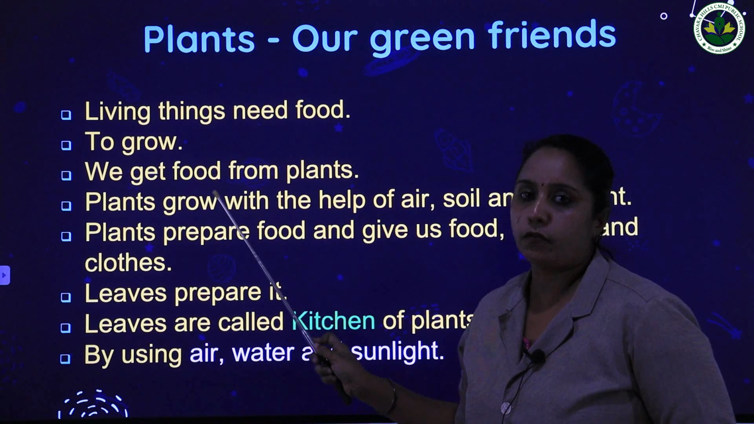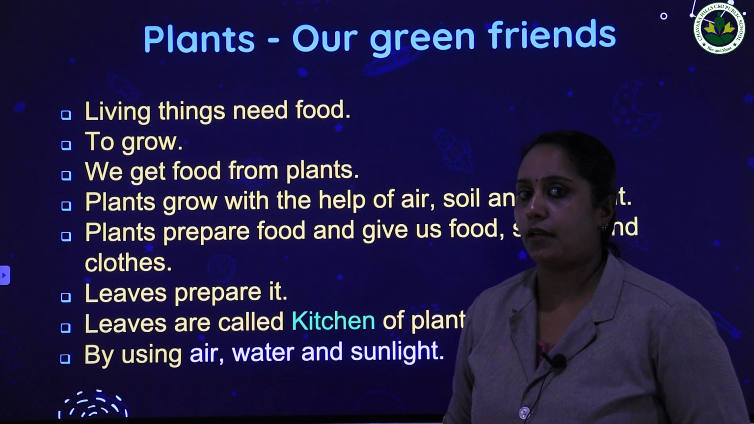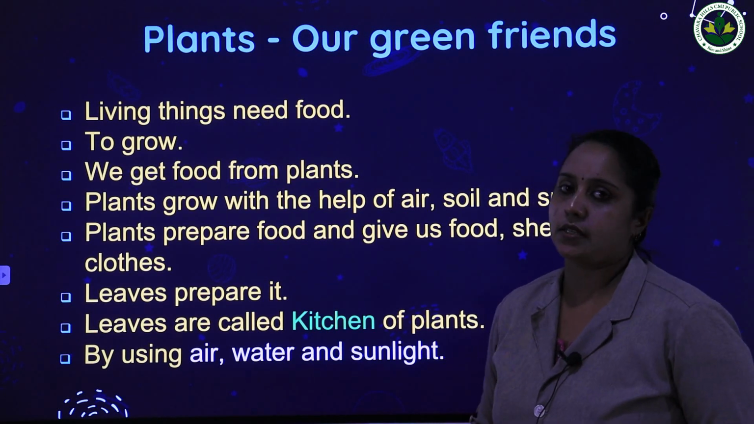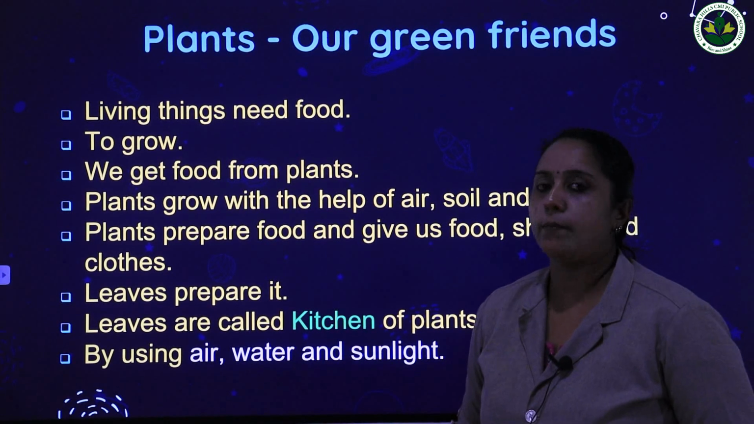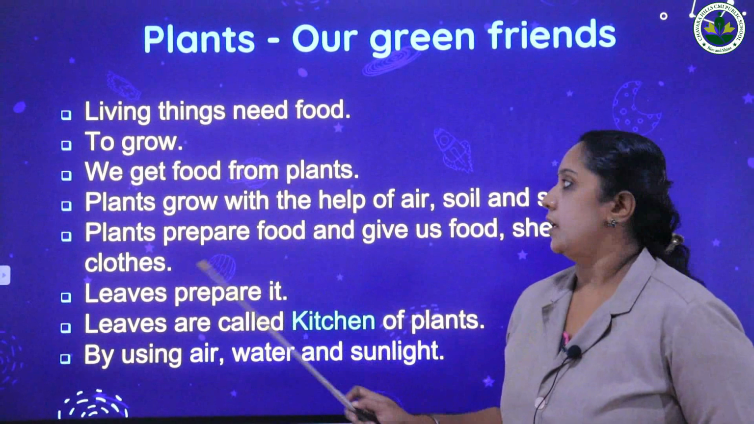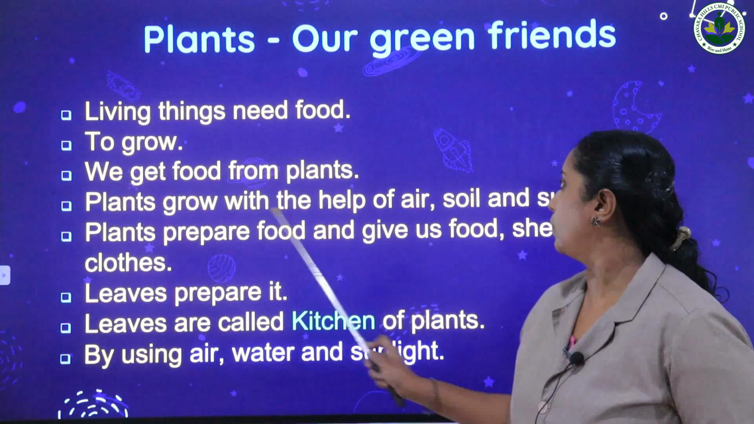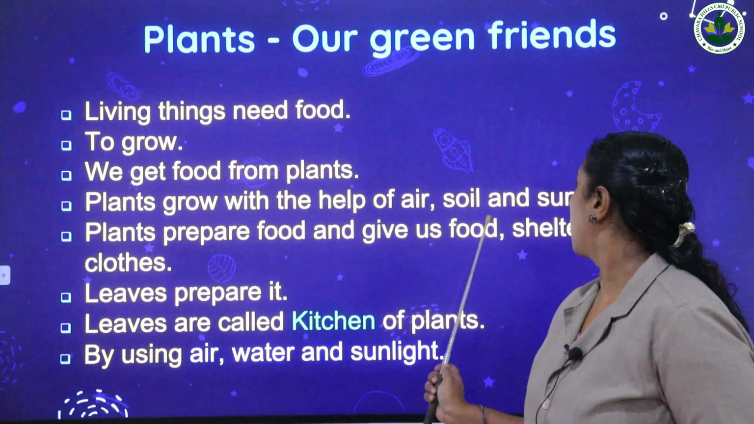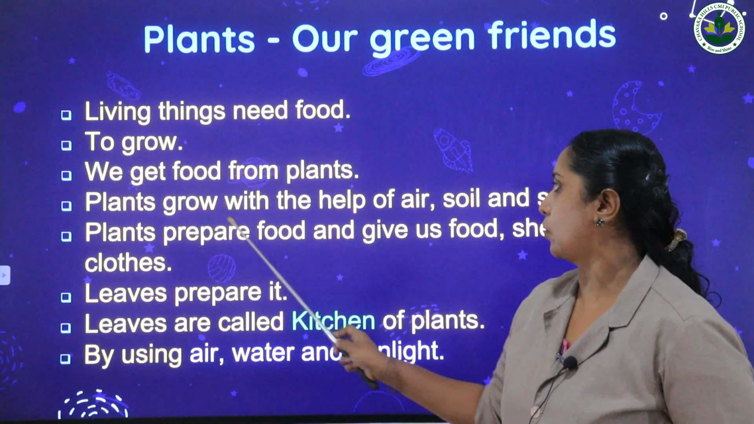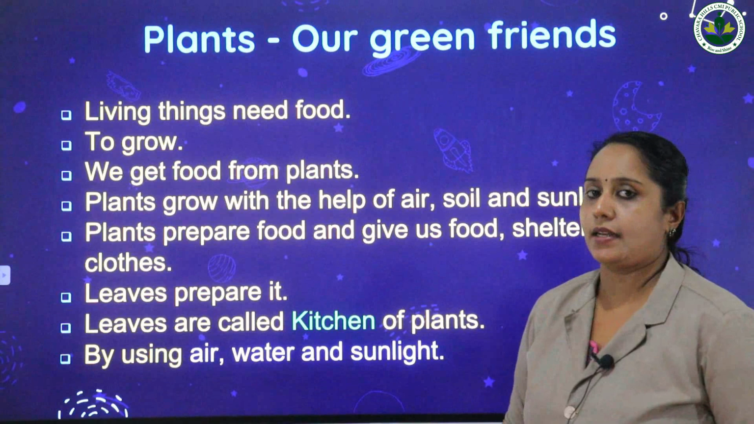Now where do we get food from? We get food from plants and animals. So in this lesson we are learning about plants. So we are going to discuss how we get food from plants. So we get food from plants. Now the plants also need food. So the plants grow with the help of air, soil and sunlight. So how do the plants grow? The plants grow with the help of air, soil and sunlight.